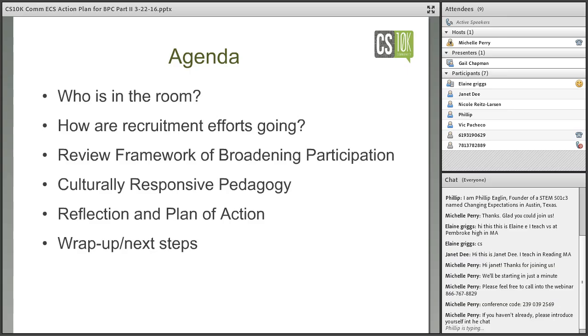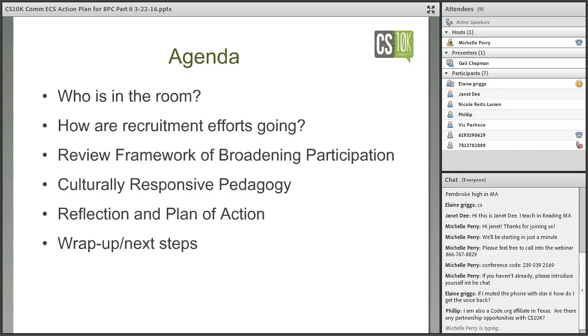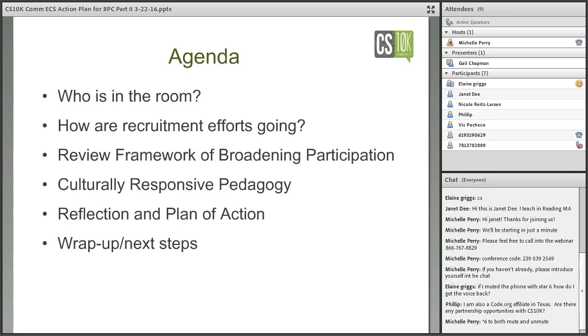But to get a sense of where we're going for the evening, I want to start out by talking about how recruitment efforts are going. We had started that conversation last time and sort of ended at that place, everybody thinking about how they were going to recruit, and I'm interested in how that's going so far. Then we'll take a look back at the framework for broadening participation that I highlighted last time, and this will be a review for some, but will also be an opportunity for those of you who weren't here last time to get caught up.